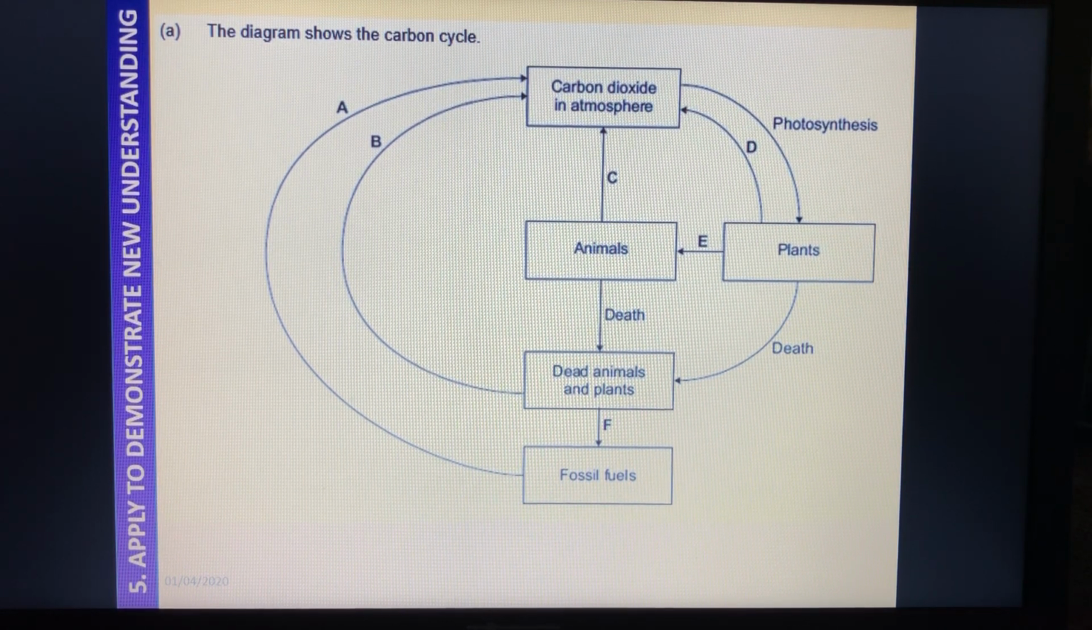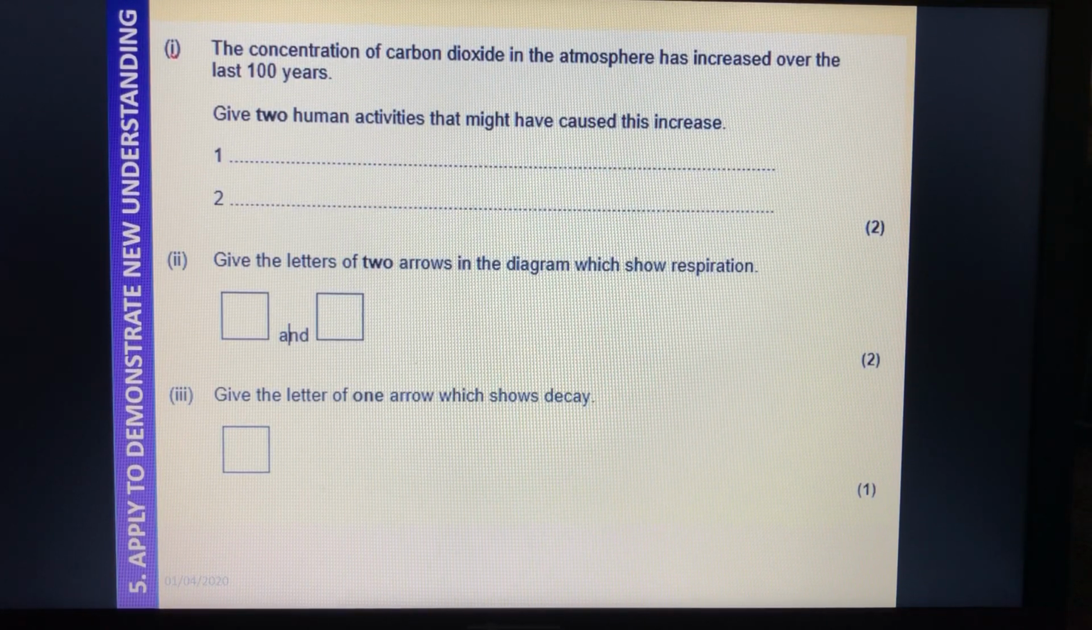Okay, let's look at the last question. Give the letter of 1 arrow which shows decay. So let's go back again.